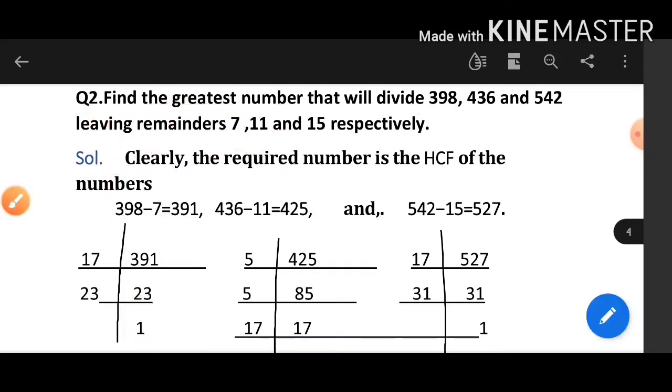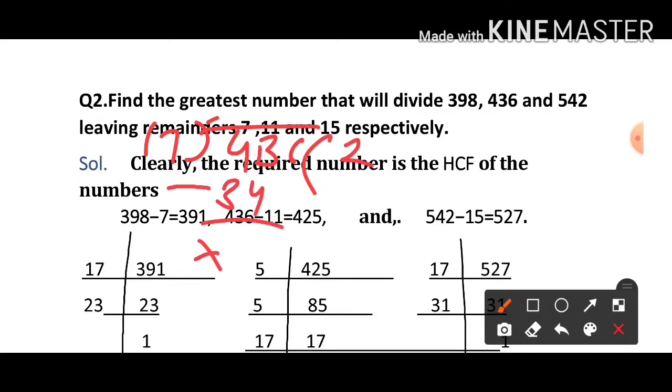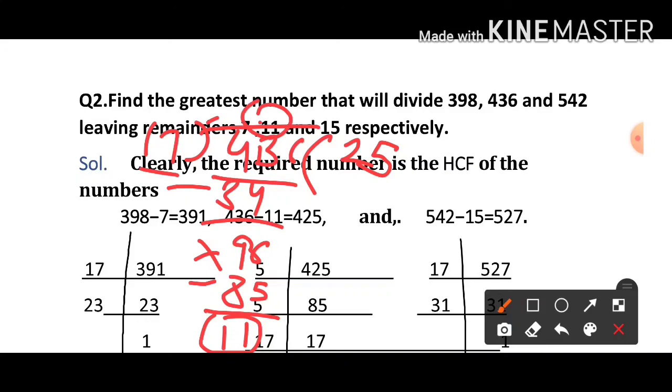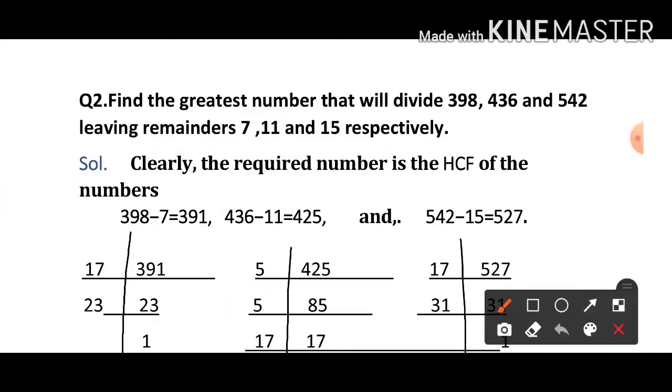You can check for the second number also, 436. If we divide 436 by 17, so 17 twos are 34. Then 13 minus 4 is 9, 96. Then 17 fives are 85. 96 minus 85 is 11. So you can see that if we divide 436 by 17, it will give the remainder 11. And the last number is 542. 542 again we have to divide by 17. It should give the remainder 15.